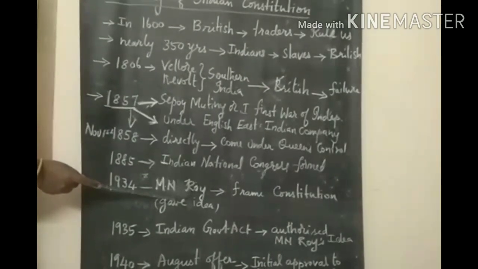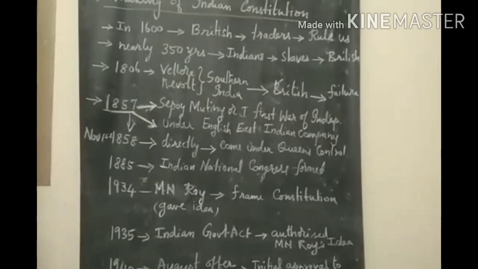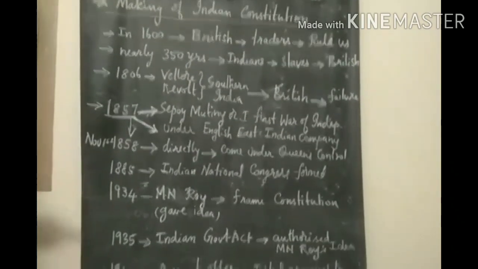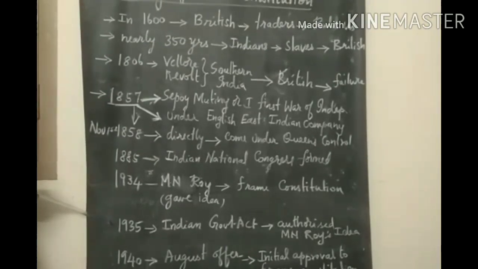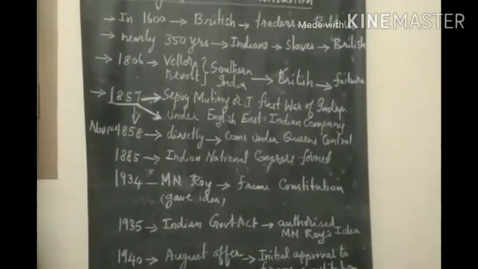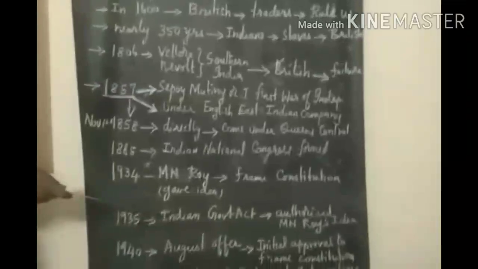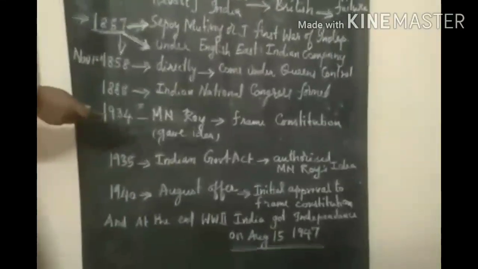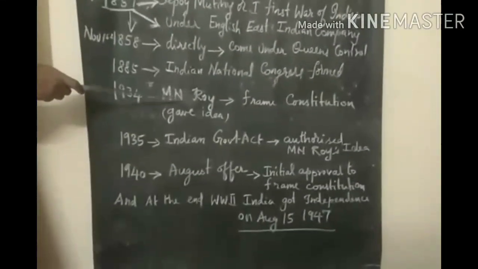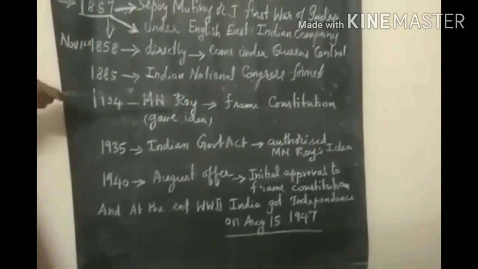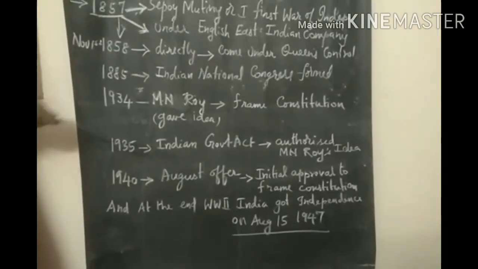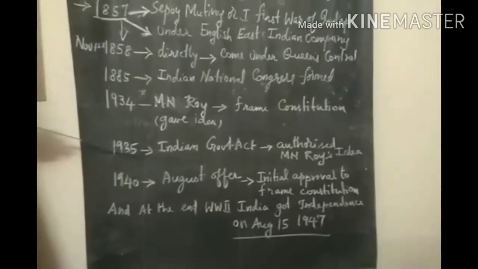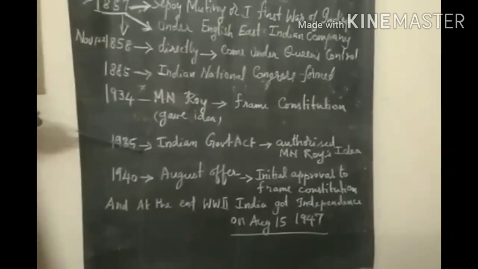M.N. Roy was a communist person. He gave the idea for framing the constitution. At that time, in the year 1935, the Indian Government Act was passed. In that Act, which authorized the idea given by M.N. Roy, to frame a constitution.